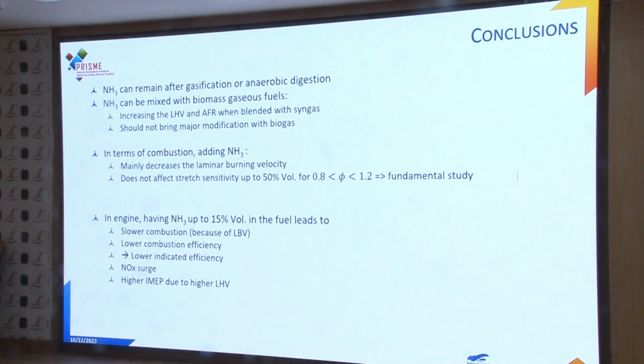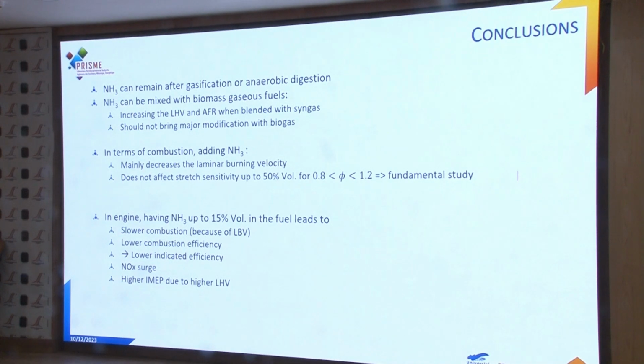So, to conclude on that part, ammonia can remain after gasification or anaerobic digestion. And basically, it is not necessary to remove it because it can burn, so we can mix it with the biomass gaseous fuel without that much impact on the combustion. But it will decrease the laminar burning velocity for sure, so probably decrease the efficiency in a spark ignition engine. And it will also make the NOx surge, which has to be taken care of, and we can get a bit higher IMEP.